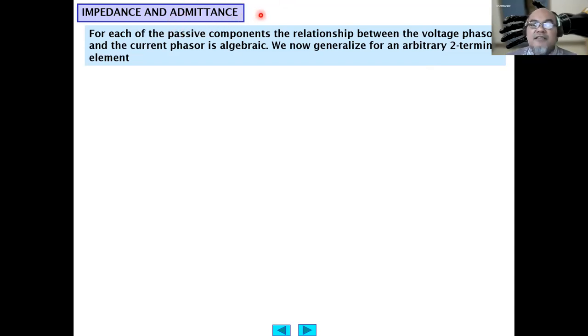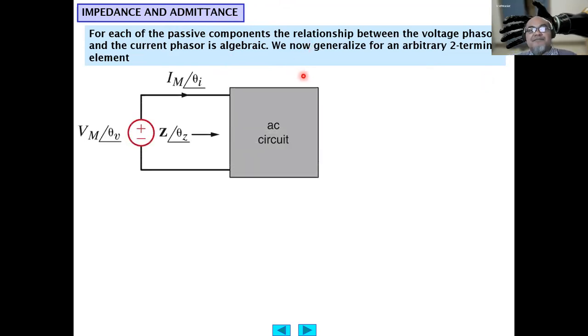For each of the phasor components, the relationship between the voltage phasor and the current phasor is algebraic. We now generalize for an arbitrary two-terminal element. So we have here a voltage source, having a magnitude of Vm, which basically equals V exponent j omega t, with the phase angle of theta V. And the current flows from this voltage source, Im, with the phase angle of theta I.